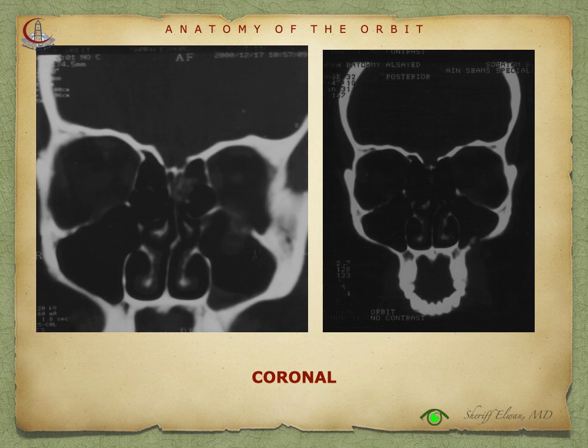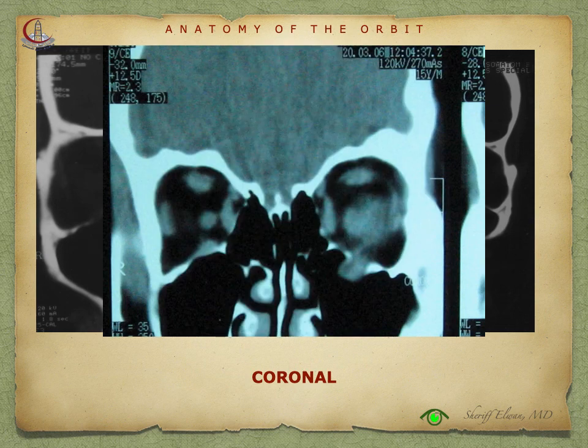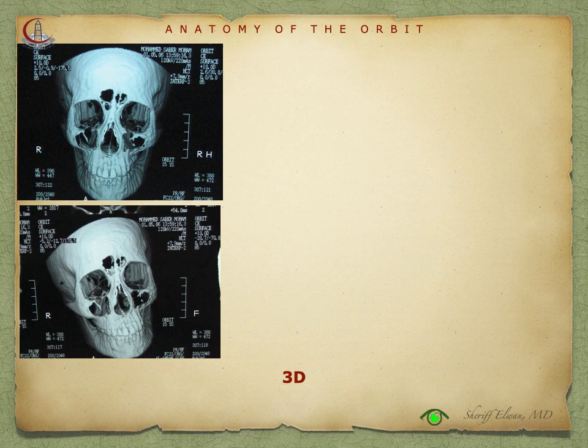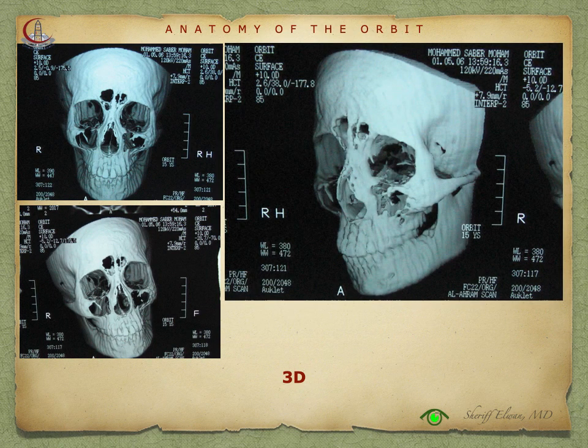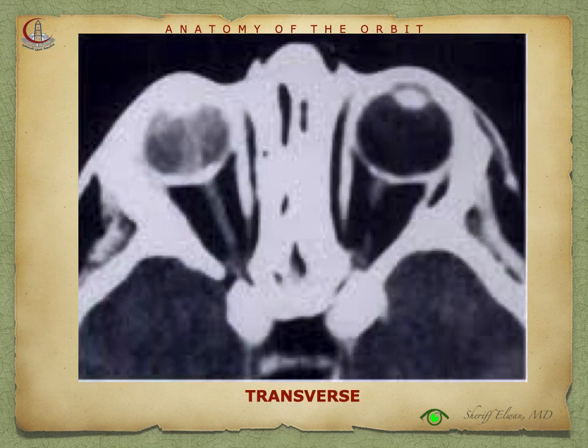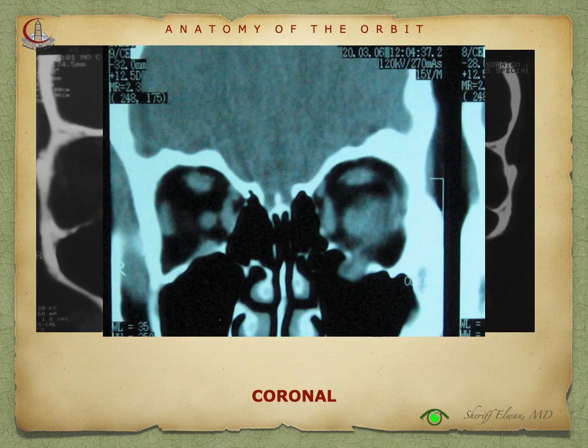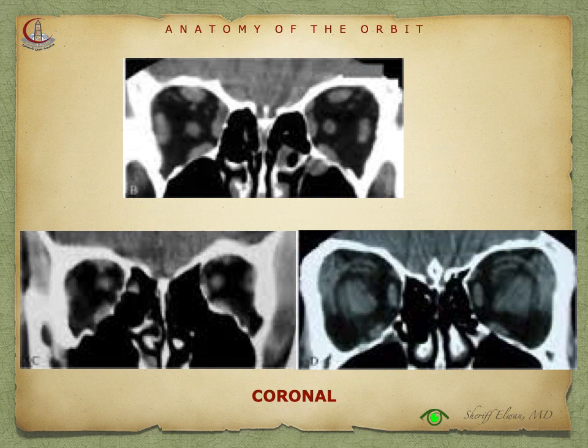Now this is a coronal section, and in coronal section we can see the extraocular muscles in section. And this is a three-dimensional composition of the different views of the orbit. Another transverse section of the two orbits, a coronal section showing the muscles.